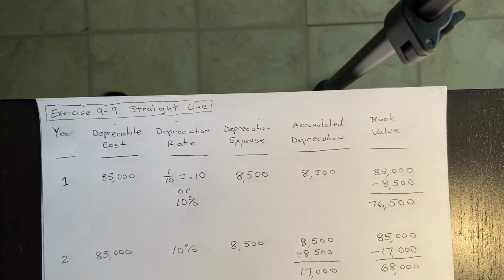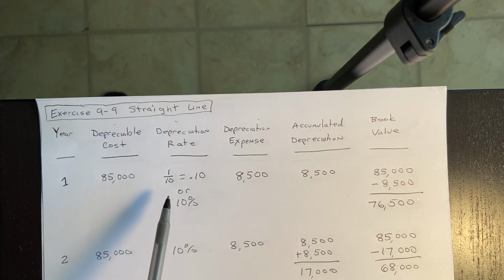It's not like that's going to change. This is 10% again, still the same 10% as that. 10% of 85,000 is still 8,500. So that's all the same, these first 3 columns. But now this gets a little different.